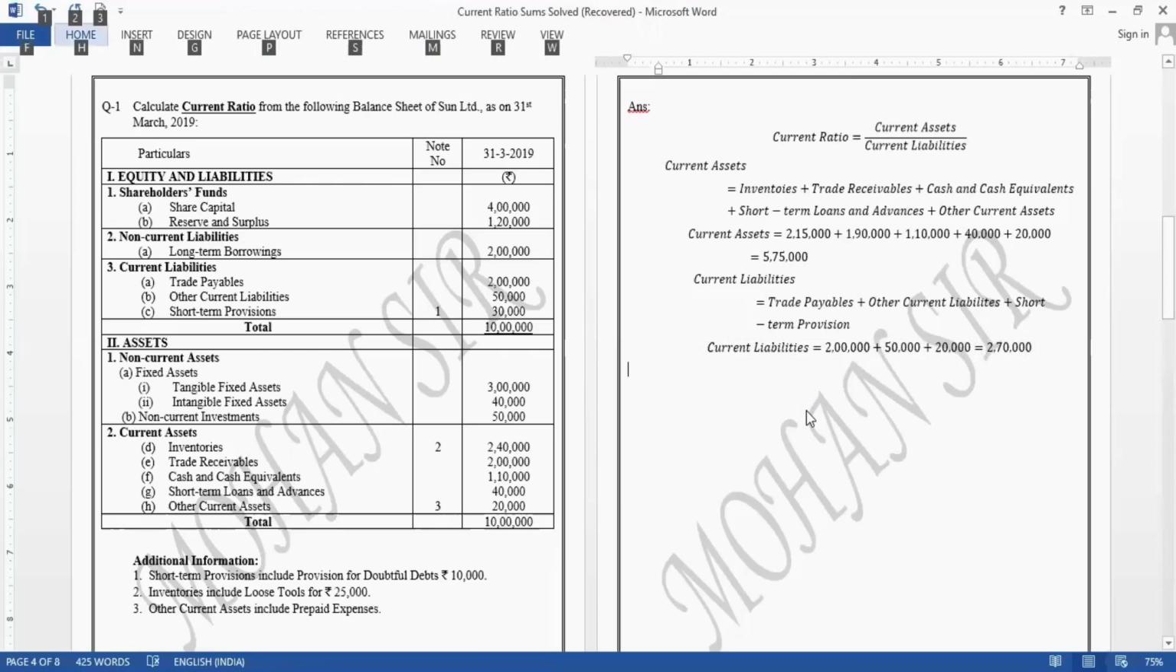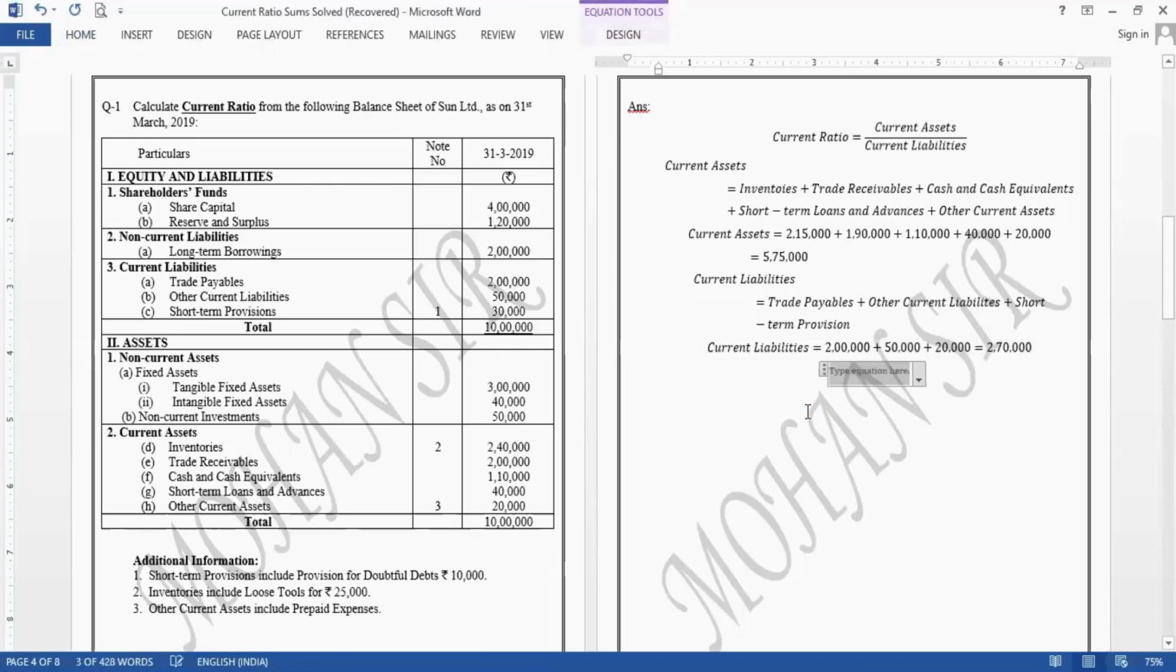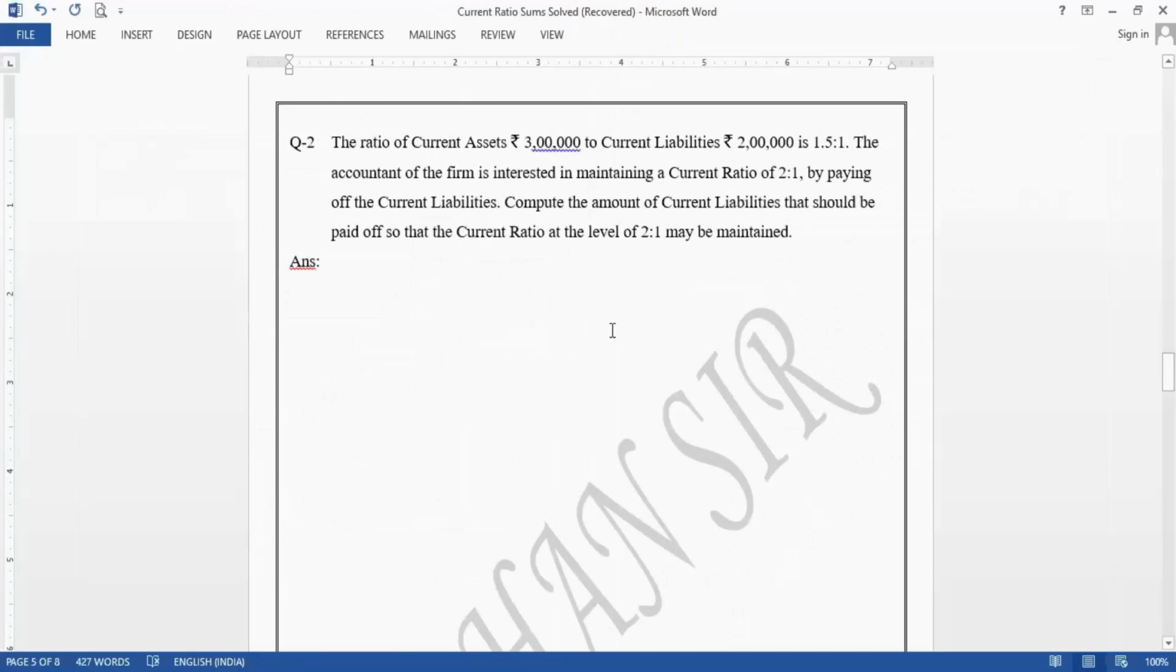Now I have current assets with me, I have current liabilities with me. So let me write the formula and put the values over there. Current ratio will be equal to, current assets was 5,75,000. That has to be divided by 2,70,000, which will be equal to 2.13 ratio 1. Let us start solving the next sum.